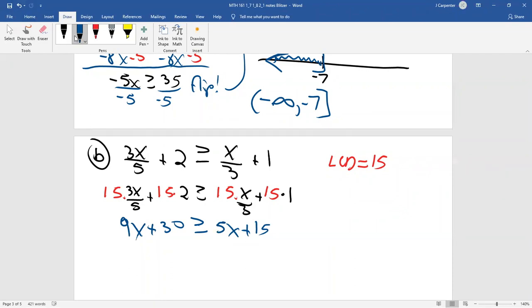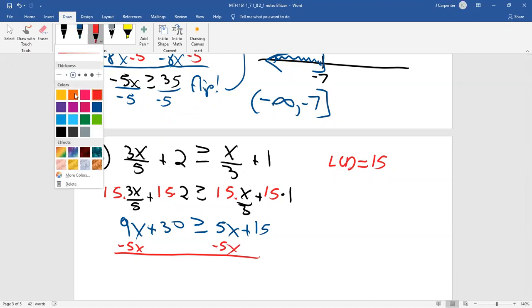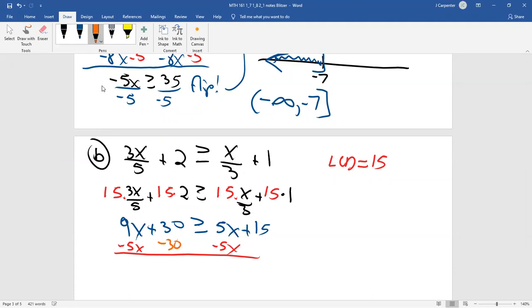No more fractions. That's our happy place. With no more fractions in an equation or an inequality, it makes it a lot easier. So now what we're going to do is, no matter what, let's move the variables to the left just to make this as simple as possible. So subtract 5x on both sides. If we're subtracting 5x on both sides, that means the constant's got to go right, so we're going to subtract 30 on both sides.